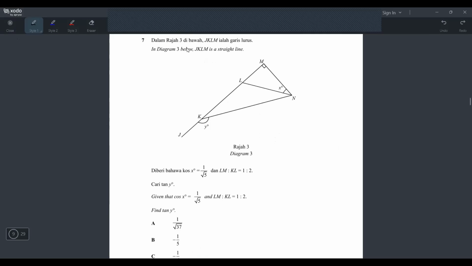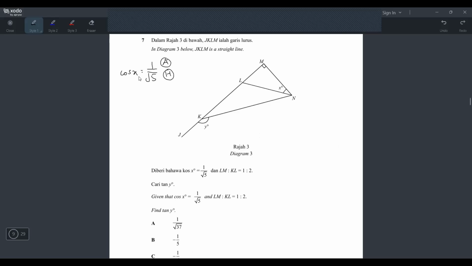Let's go. Number 7. In diagram set 3 below, JKLM is a straight line, so the total angle here is 180. Given that cos x is 1 over square root 5, let's write it down. This is obviously a trigo question, right? The cos formula is adjacent over hypotenuse. So this is adjacent, this is hypotenuse.